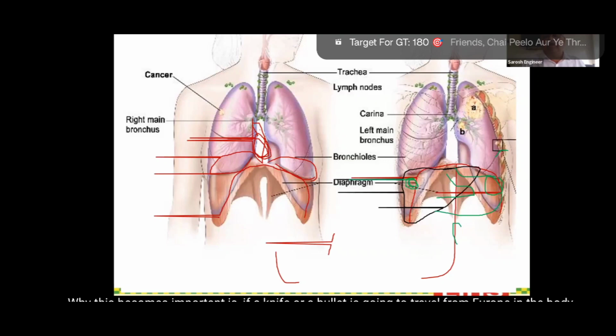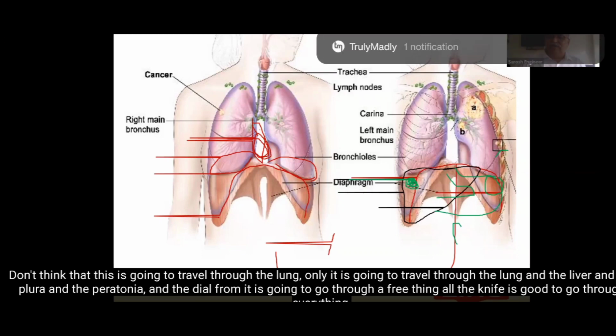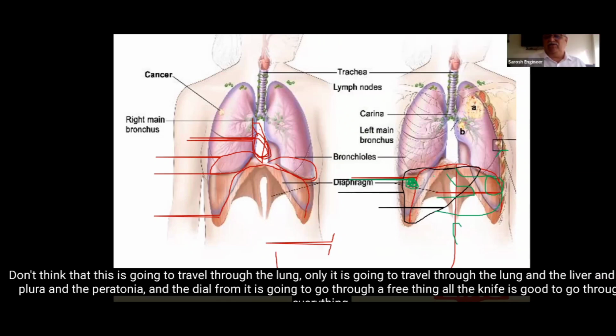Why this becomes important is, if a knife or a bullet is going to travel from here in the body, right? This being thorax, this being 9th rib or 10th rib or 8th rib or 9th rib or 7th rib, don't think that this is going to travel through the lung only. It is going to travel through the lung and the liver and the pleura and the peritoneum and the diaphragm. It is going to go through everything, or the knife is going to go through everything.